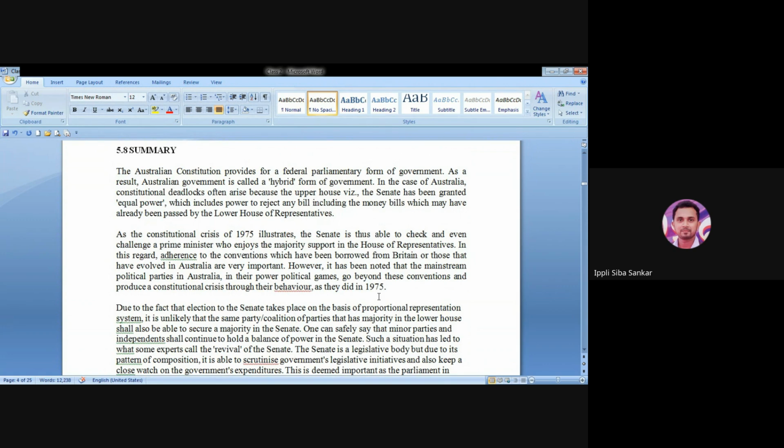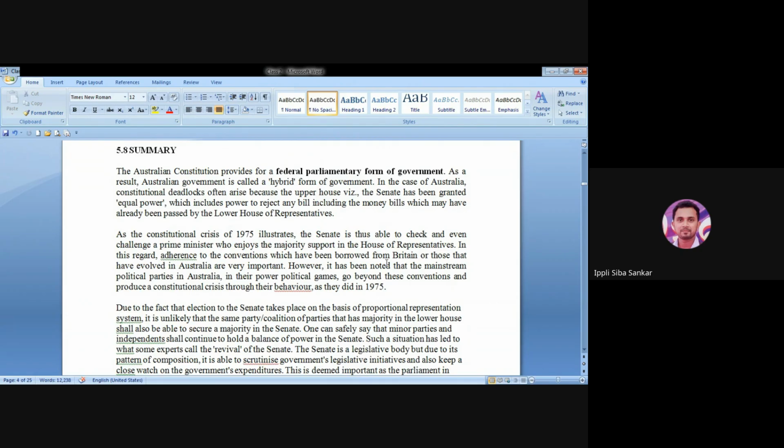Summary. The Australian Constitution provides for a federal parliamentary form of government. Dear listeners, try to remember these keywords, it will be helpful to you: federal parliamentary form of government. As a result, the Australian government is called a hybrid form of government.